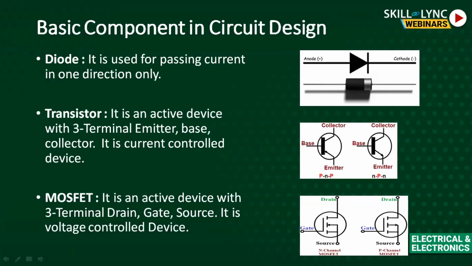The other component we have is the MOSFET. This is also an active device, but the difference between the transistor and the MOSFET is that the MOSFET is a voltage control device, and it also has three terminals: drain, gate, and source. We have two types of MOSFETs: N-channel MOSFET and P-channel MOSFET. These are the key basic components which are used in every circuit based on its design need.